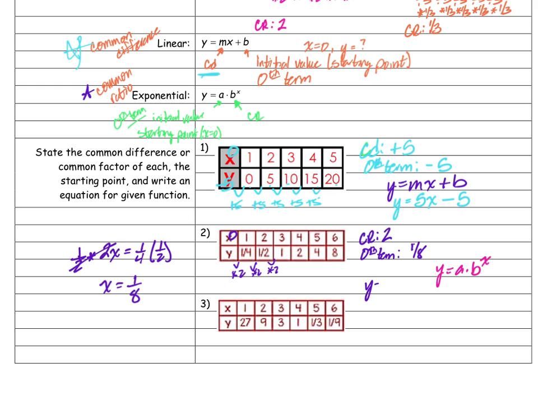So I get y equals my 0th term. Sorry, I hit the wrong button. My 0th term is 1/8. 1/8 times 2 to the x power.